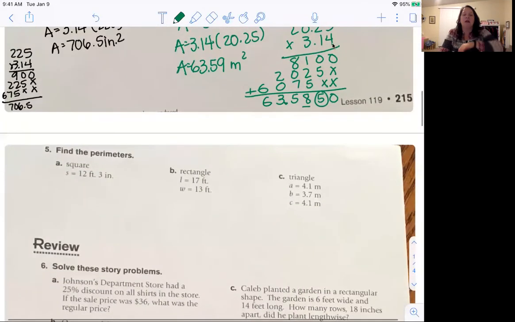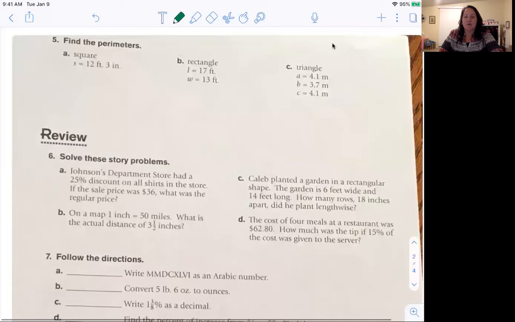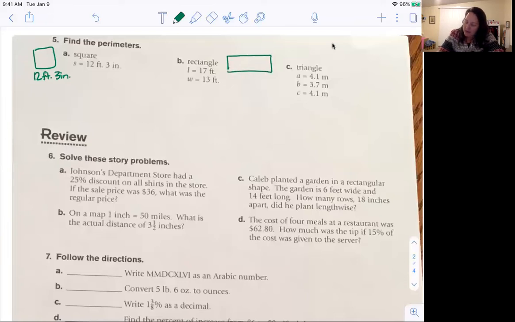It says find the perimeters. Okay, first thing I like to do though is to draw the shapes. So I'm gonna draw the shapes for every single one. 5A, I have a square, and one side is 12 feet, 3 inches. Okay, I have a rectangle for B, and my length is 17 feet, and my width is 13 feet.